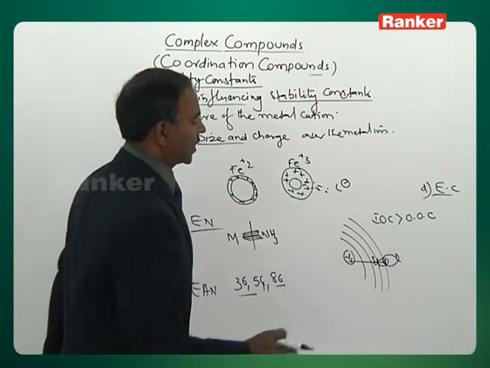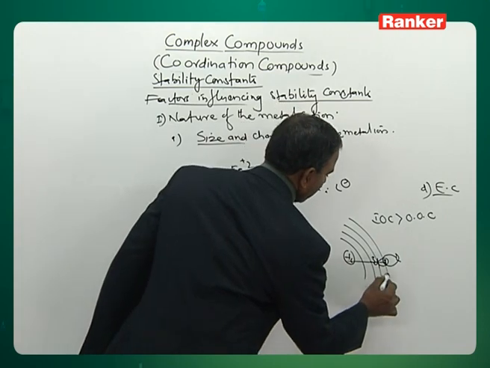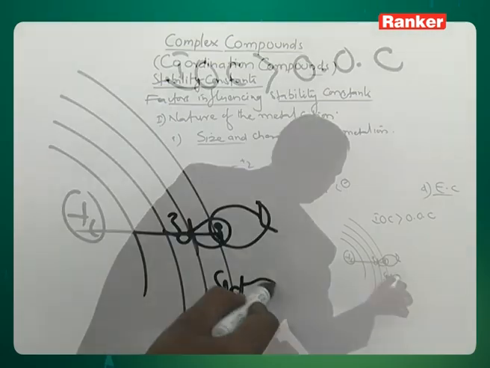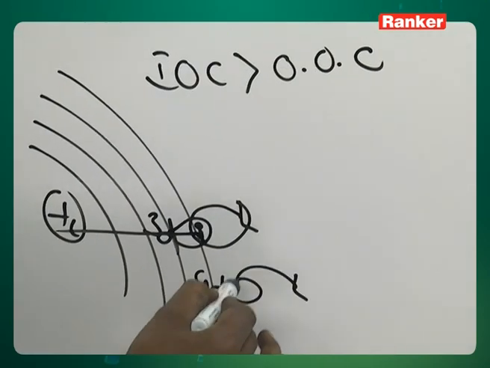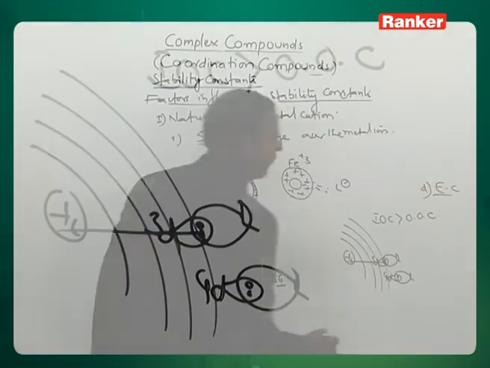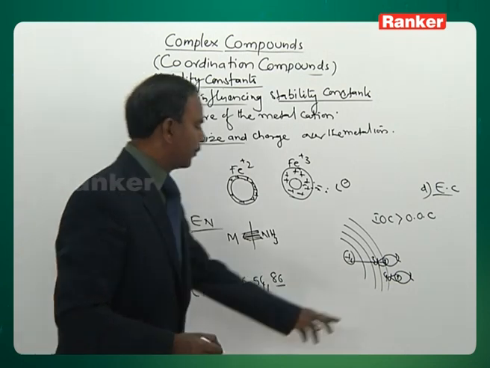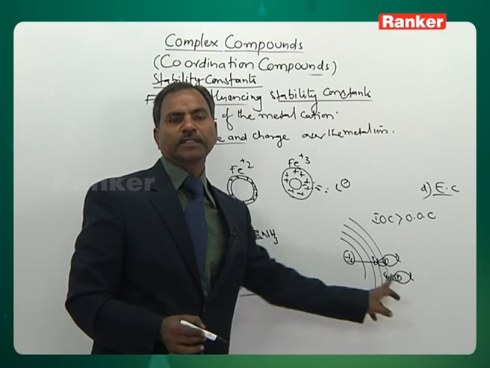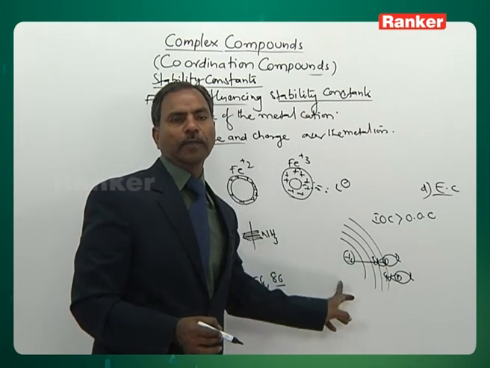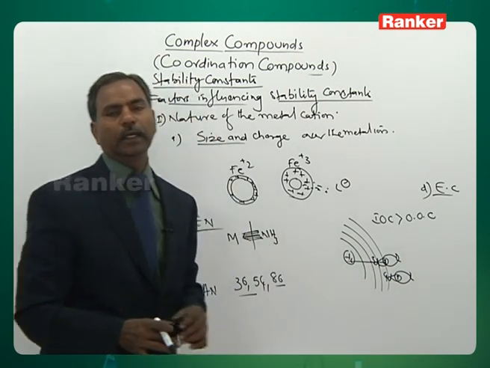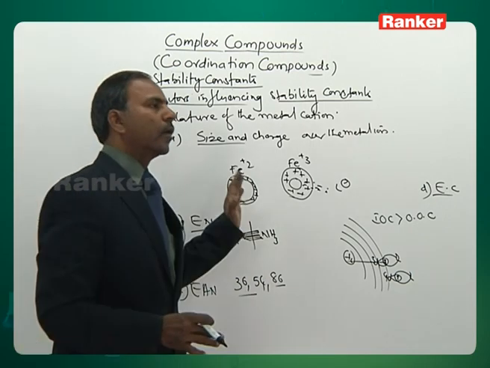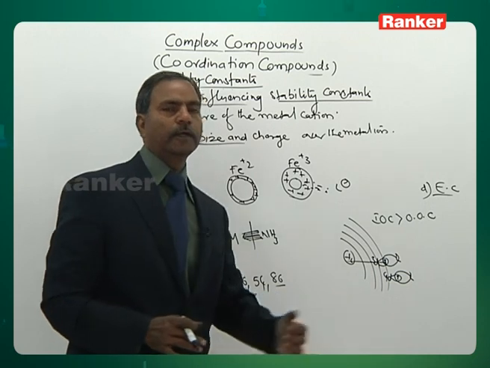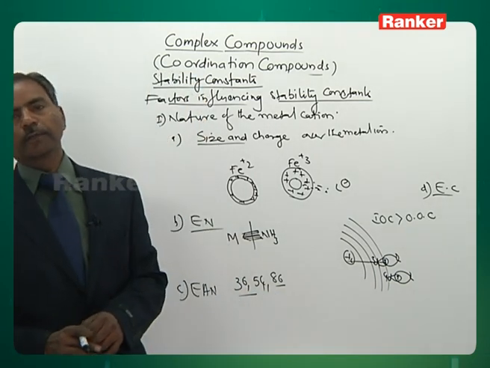Consider the outer orbital complex. Outer orbital complex involves the 4d orbital. You can clearly observe it is a little away. With this 4d orbital involved, the bonded pair of electrons will be away from the nucleus of the metal ion, and there is less attraction force over the bonded pair. Then the strength of the bond will be less. Therefore, outer orbital complexes are found to be less stable. So inner orbital complexes are more stable, and outer orbital complexes are less stable.